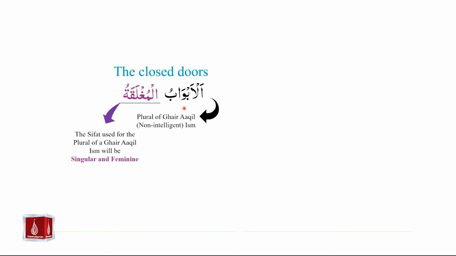Al-abwabu is the Mosuf and al-mughlaqatu is the sifat, which will be singular and feminine because it is the sifat that is used with the plural of a ghair aqil ism. Another example is the open windows.